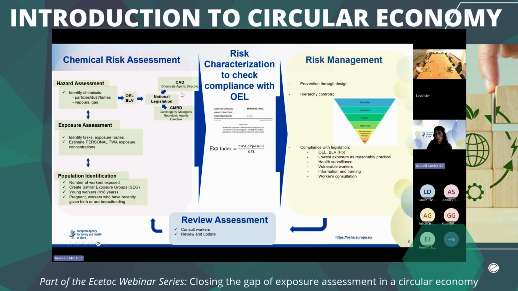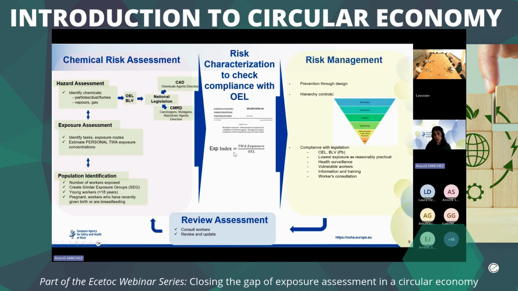There are some occupational exposure limits in the Chemical Agents Directive and the Carcinogens, Mutagens, and Reprotoxic Directive. But as I said, these are directives of minimum requirements, and the member states can introduce more stringent regulations. So they might have lower occupational exposure limits than those in these directives, or have other substances with limits that are not listed in these directives. So it's very important here to check the national legislation.